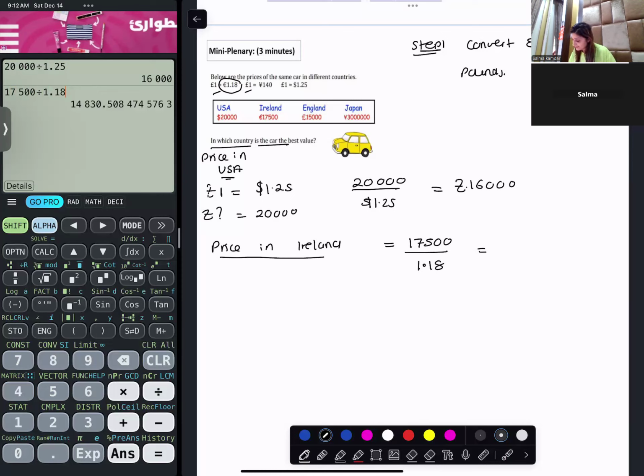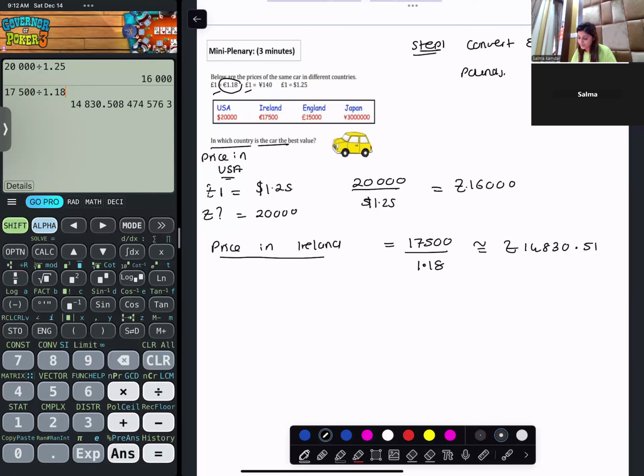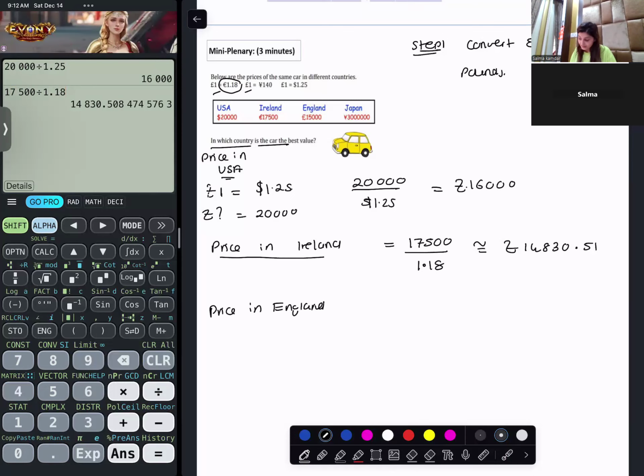So the price in Ireland would be 14,830.51. So it is an approximate value. Okay. Now price in England. This is already in pounds, so I don't need to convert.